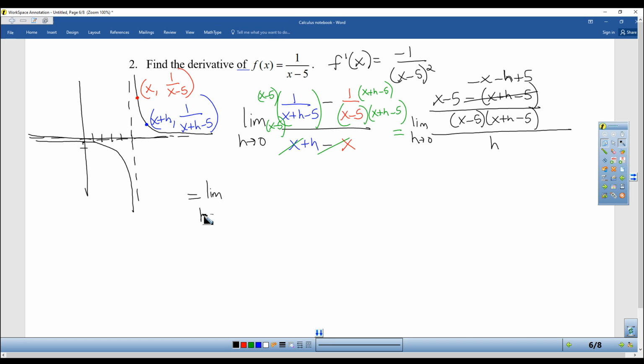We're going to tidy that up a little bit. So the x's cancel, the 5's cancel, and I get negative h over x minus 5 times x plus h minus 5, all over h. To do a complex fraction, you really want a whole fraction on top and a fraction on bottom. And then you can keep this one, change it from division to multiplication, and flip the second one. Keep, change, flip, or flip and multiply, which is what I do.